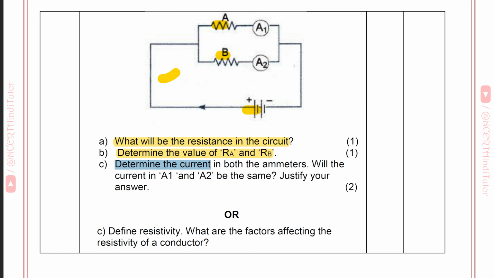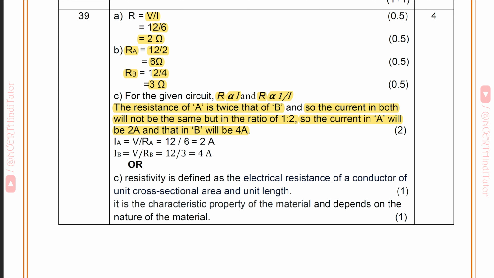C. Determine the current in both the ammeters. Will the current in A1 and A2 be the same? Justify your answer. So as we applied it in B, we have for the given circuit R is proportional to L and R is proportional to 1 upon I. The resistance of A is twice that of B, and so the current in both will not be the same but in the ratio of 1:2. So the current in A will be 2 ampere and that in B will be 4 ampere.